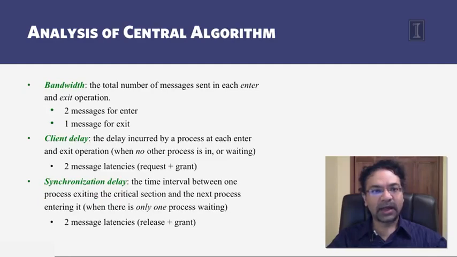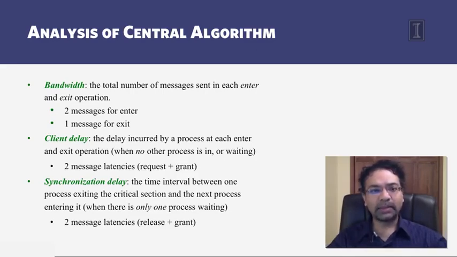So let's analyze the central algorithm for these. Bandwidth, once again, for the enter operation only involves the requesting process sending a request to the master, and it receives a token back. So that's 2 total messages, no matter when these messages happen, but that's 2 total messages. For the exit, the requesting process or the process in the critical section simply sends a token back to the master, so that's 1 message for the exit.